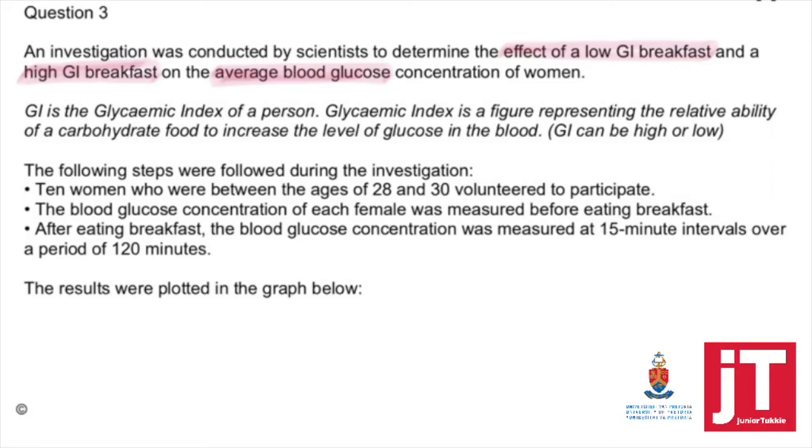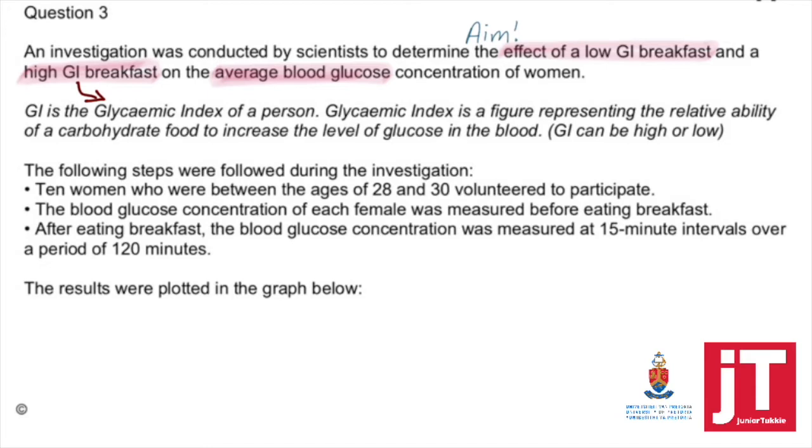If we look now at the next sentence here, we see that we have glycemic index being referred to, and it gives us sort of context. It gives us what glycemic index is. And when we look at glycemic index, it's a figure that represents the relative ability of carbohydrate food, so this is our sugar food, to increase the level of glucose in the blood. So something that is a high glycemic index has a very high ability to increase the level of glucose in the blood, and then vice versa. Our low GI foods have a relatively low ability to increase the level of glucose in the blood. All right, so that's important for us to take note of there.